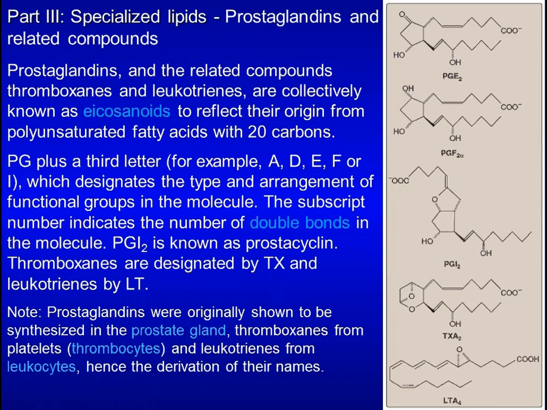Prostaglandins, thromboxanes, and leukotrienes all contain 20 carbons. As a result, they are called eicosanoids. PG stands for prostaglandin, TX stands for thromboxane, and LT stands for leukotriene. A third letter, E, F, I, or A, describes the type and arrangement of functional groups. The subscript number indicates the number of double bonds in the compound.